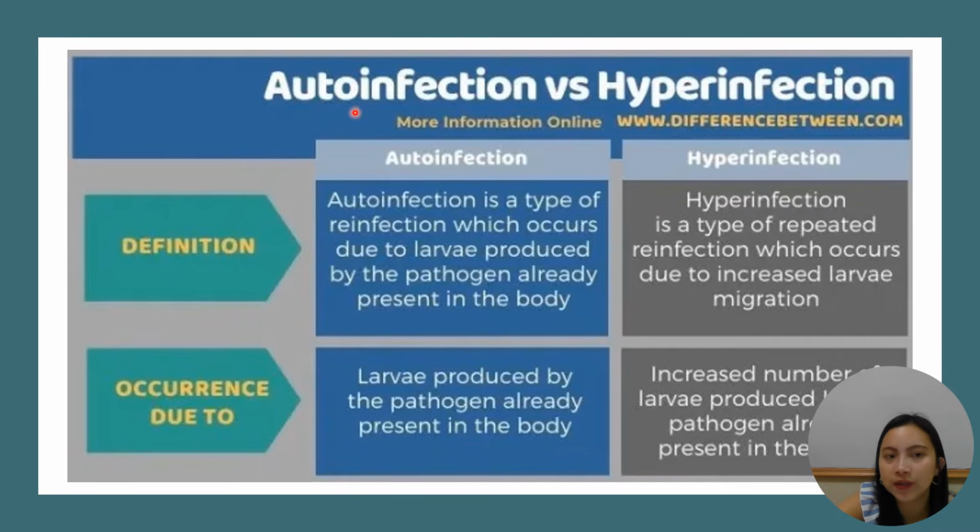Aside from that, we also have autoinfection and hyperinfection. What's the difference between the two? An autoinfection, from the name itself, is a type of infection which occurs due to larvae produced by the pathogen which is already present in the body. In simpler terms, class, it is when an infected individual becomes his own direct source of infection, so you infect yourself. All right, that's autoinfection.